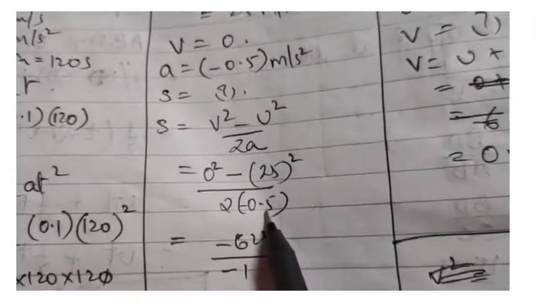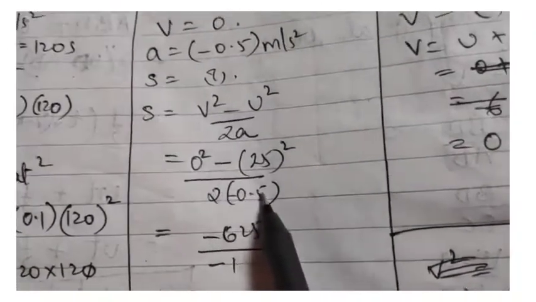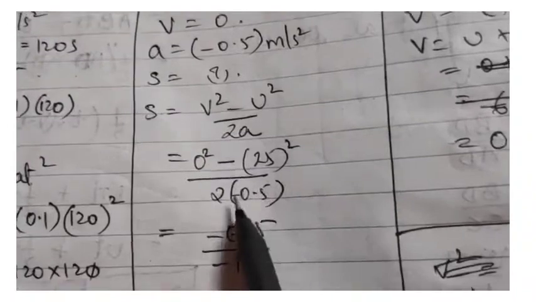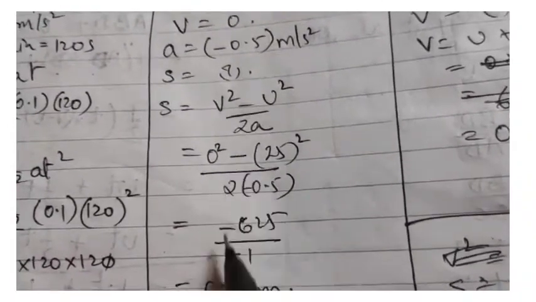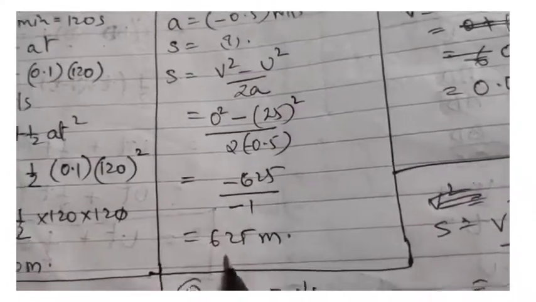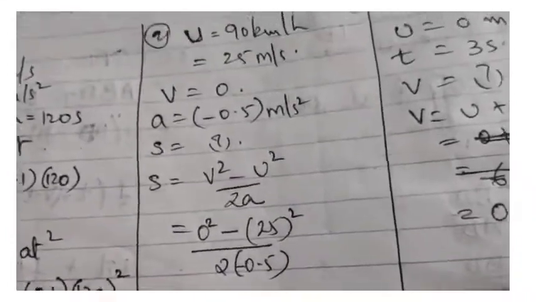2 into 0.5 means minus 1. Okay, 2 into 0.5 is 1. So minus 1 upon minus 625, because 25 square is 625, and this negative upon negative will become positive. So 625 meter, the vehicle will come to a stop.